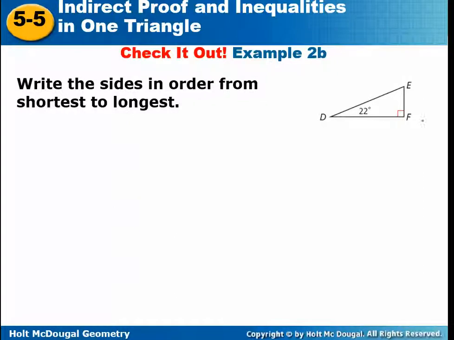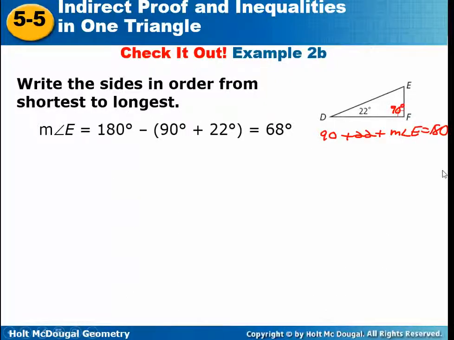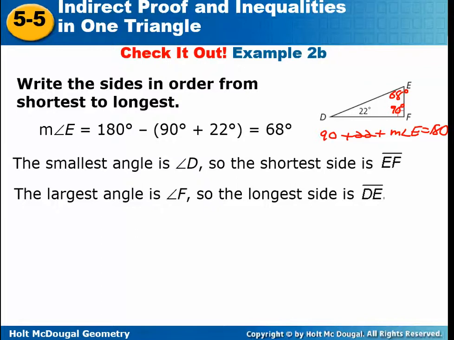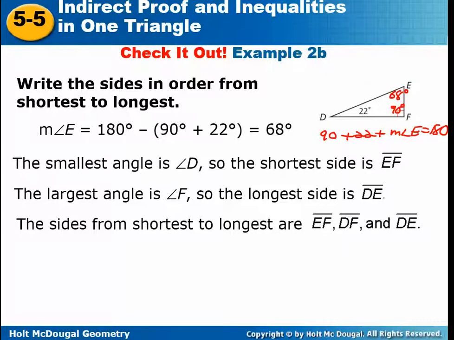Now, they only give us one angle, but this is a right angle, so this is automatically 90 degrees. And then we can take 90 plus 22 plus the measure of angle E to get 180. And we'll find that the missing angle measure is 68. So the smallest one is opposite the 22-degree angle, opposite angle D, so that's side EF. Opposite the biggest one would be side ED or DE, and then the medium one is DF. That's opposite the angle that was in the middle.